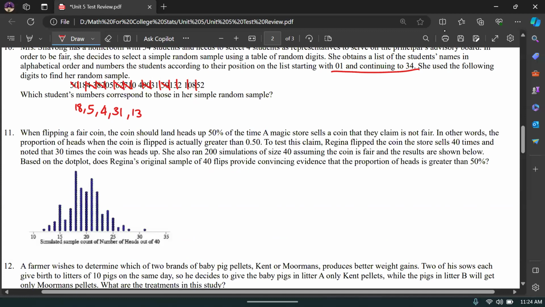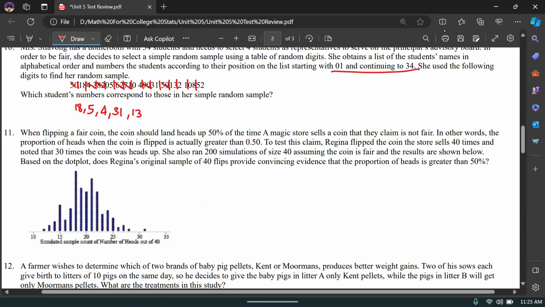When flipping a fair coin, the coin should land heads up 50% of the time. A magic store sells a coin that they claim is not fair. In other words, the proportion of heads when the coin is flipped is actually greater than 50%. To test this claim, Regina flipped the coin in the store 40 times, and noted that 30 times the coin was heads up. She also ran 200 simulations of size 40, assuming the coin is fair, and the results are shown below. Based on the dot plot, does Regina's original sample of 40 flips provide convincing evidence that the proportion of heads is greater than 50%?